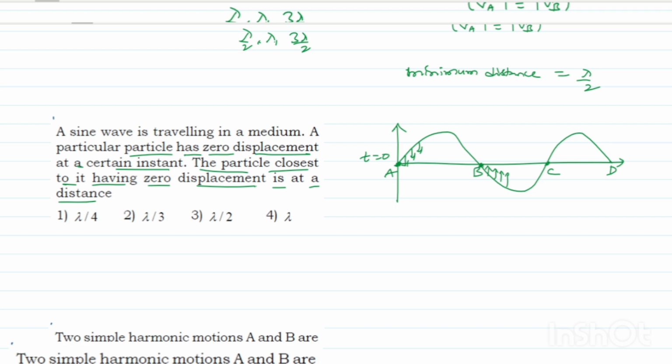So the particle which is closest to this A particle is B alone, not the C particle or D particle. So the minimum distance between A and B will be half of the wavelength, lambda by 2. So lambda by 2 is the correct answer.